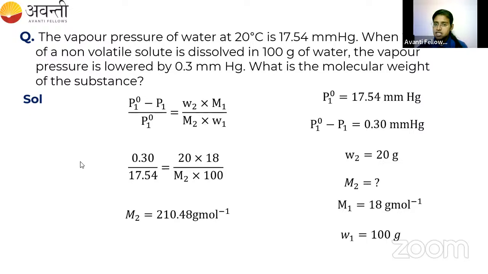This is straightforward substitution only. What you need to do is just practice how to find the given values from the question. It is easy. If you understand the question, you can easily get it. You need to find the solvent and the solute, find the given values, and directly substitute. You will get the answer.